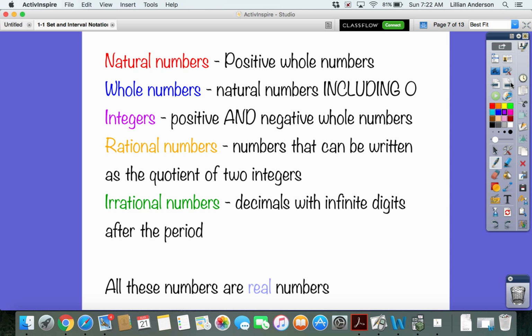Any number that cannot be written as a fraction is going to be an irrational number. Those are the ones where the decimals go on forever, but they don't repeat, and they can't be converted into a fraction. Those are your irrational numbers. But no matter what, whatever number we're dealing with, all of these are considered real numbers. They all go under the family of real numbers.